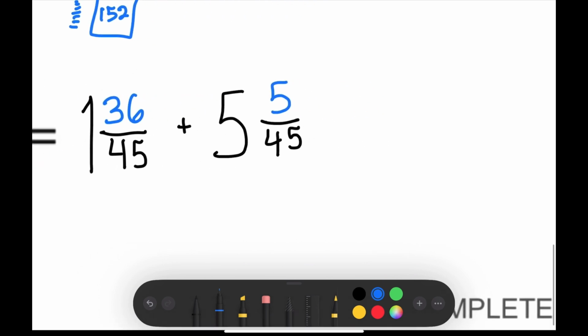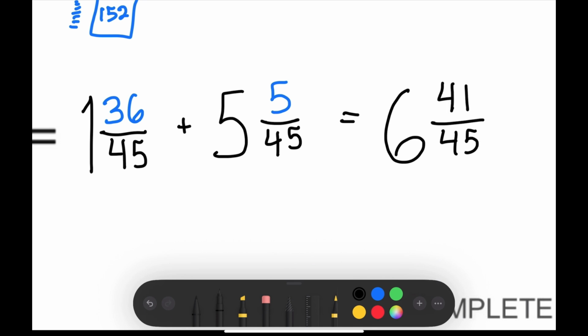Now we can add it. Let's start with the whole numbers. 1 plus 5 is 6. My denominator stays the same. And 36 plus 5 is 41. And that's actually as simple as it can get.